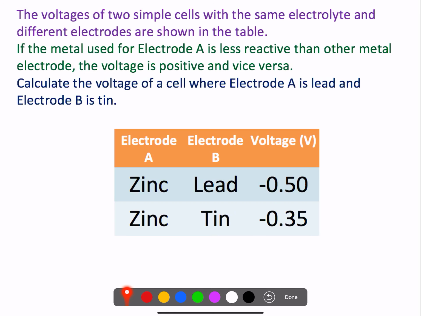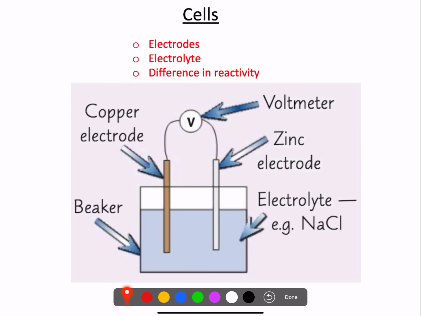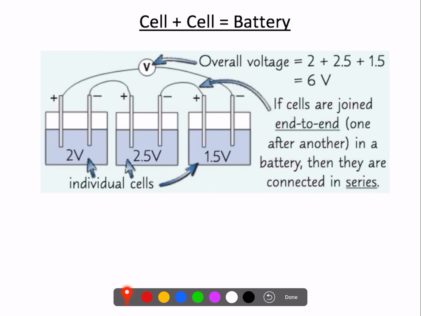So the way it works, they might ask you in an exam, explain what can affect the value of the voltage. So the first thing is the type of electrodes used. So the electrodes affect V. The electrolyte used also affects the voltage, and finally the temperature of the reaction affects the voltage. Also, you can say the difference in reactivity affects the voltage.